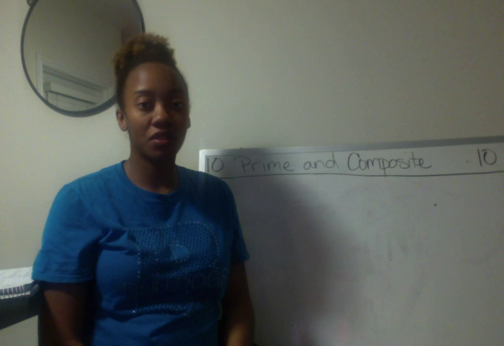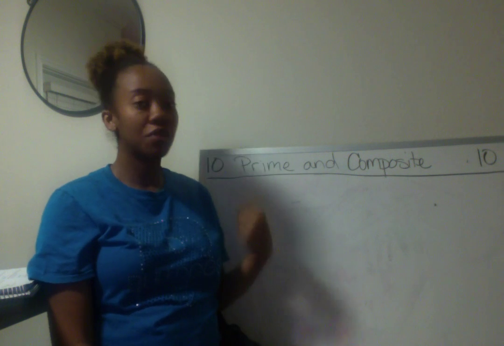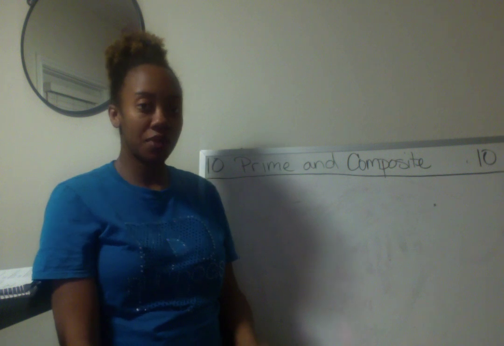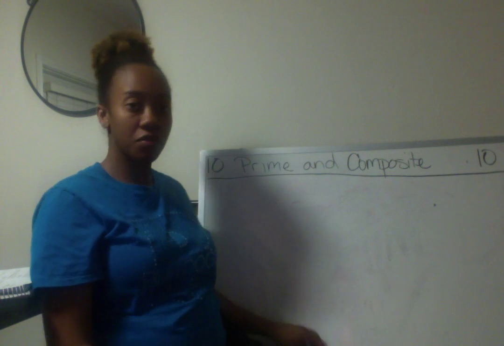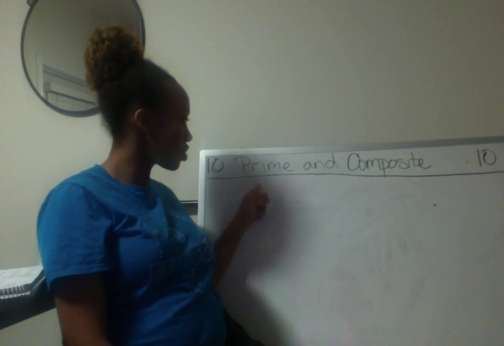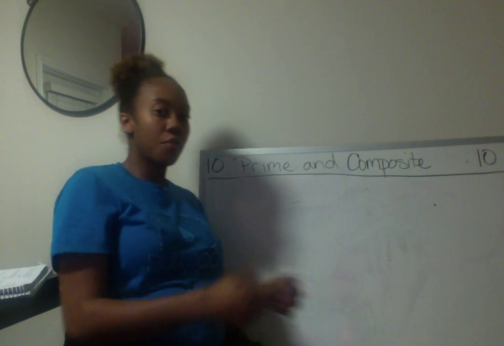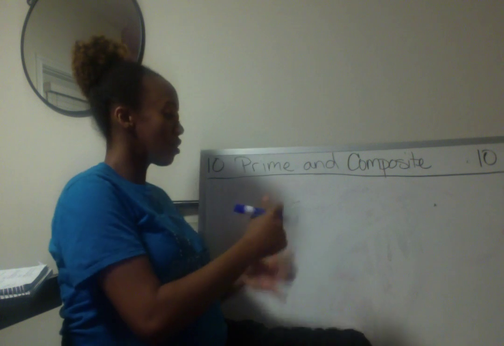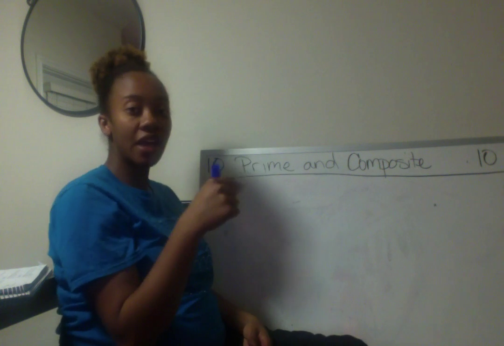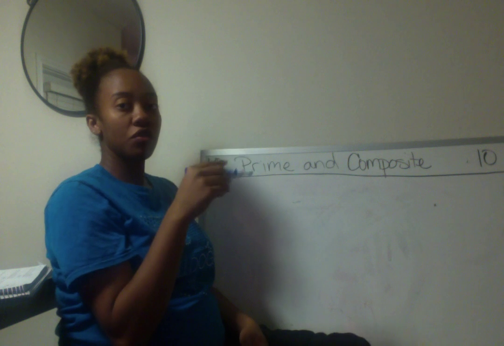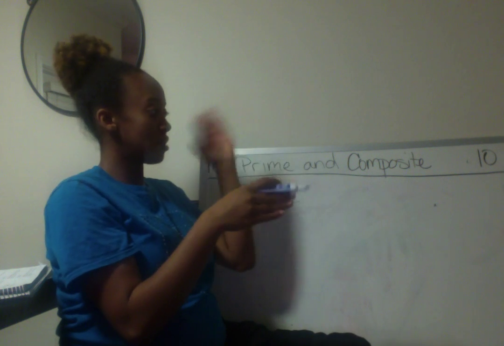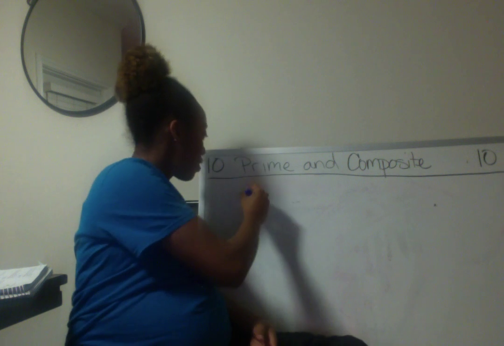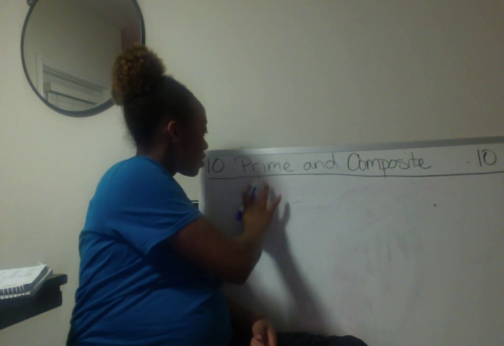Alright, I'm going to give you a little explanation on prime and composite numbers. I know you started talking about that today. This is topic 10 and I'm just going to continue that. So let's start with a prime number. A prime number can only be divided by 1 and itself. So the only two factors it has are the number 1 and whatever number it is. So for example, 13. Let's define that first.